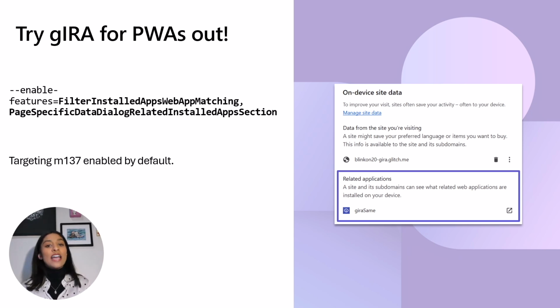We're working on the intent to ship and are targeting 137 to be enabled by default. Try out the Get Installed Related Apps API for web apps by enabling these feature flags.